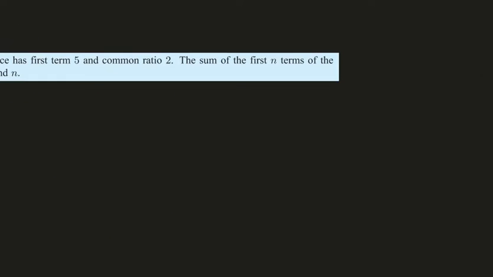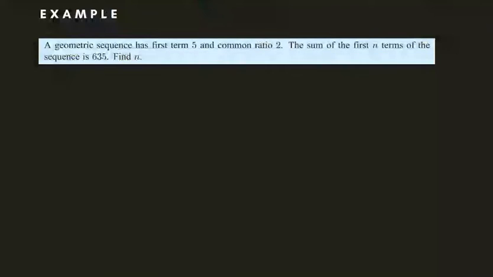Right, let's carry on. Another example. So in this one, we've got a geometric sequence again. We've got the first term given and the common ratio. So let's write that down. U1 is 5 and R is 2. The sum of the first n terms, so Sn, is 635. Can we use this to find out what n is?